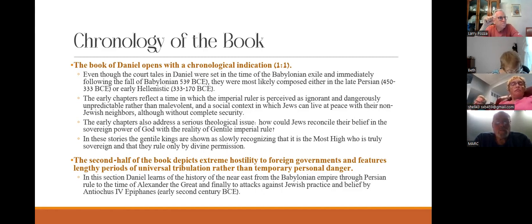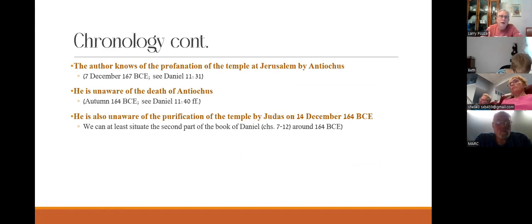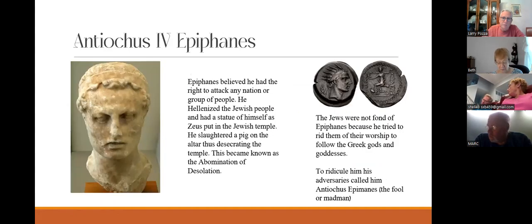That, though, seems to not only characterize him, but also characterize a man by the name of Antiochus IV, also called Epiphanes. And that seems to be the description of what's going on in the second half of the book by some of the terminology that is used. For example, the author seems to know of this individual who profaned the temple. So let me show you Antiochus Epiphanes. Here we go.